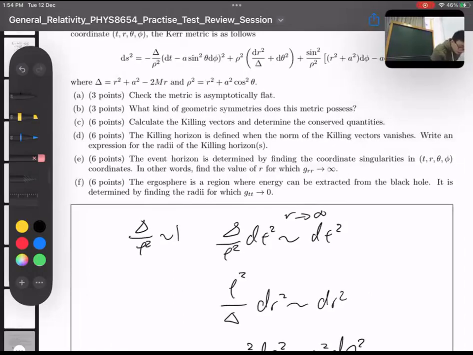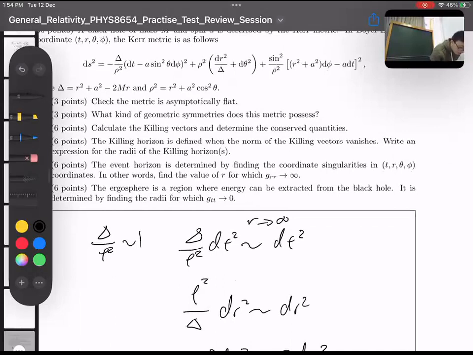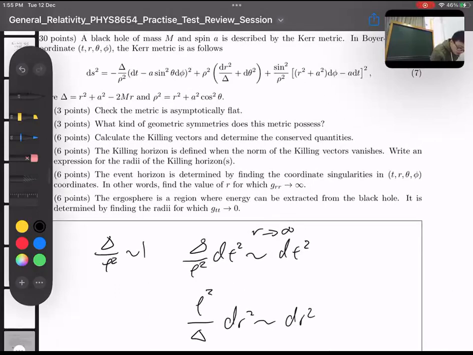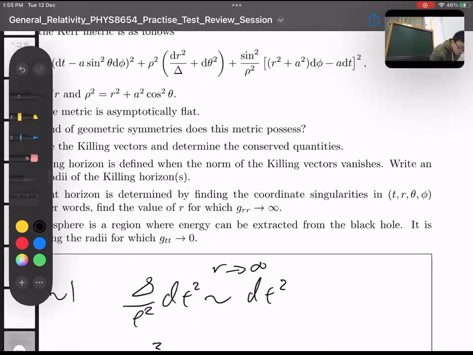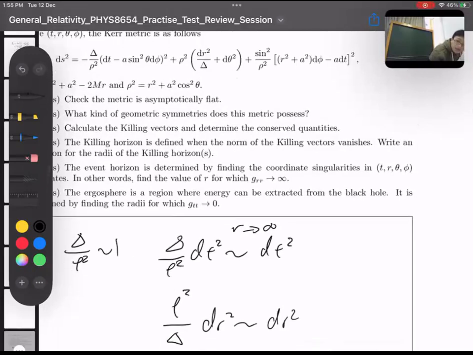And now we have to look at the tricky term, which is the d phi squared. So this term here, you'll see this d phi squared term. It has a sine squared over rho squared, but inside.